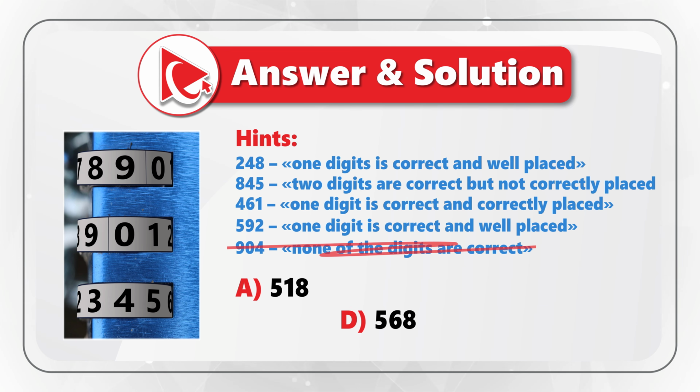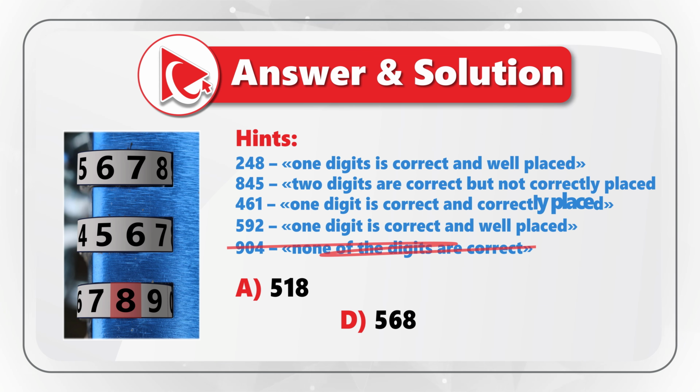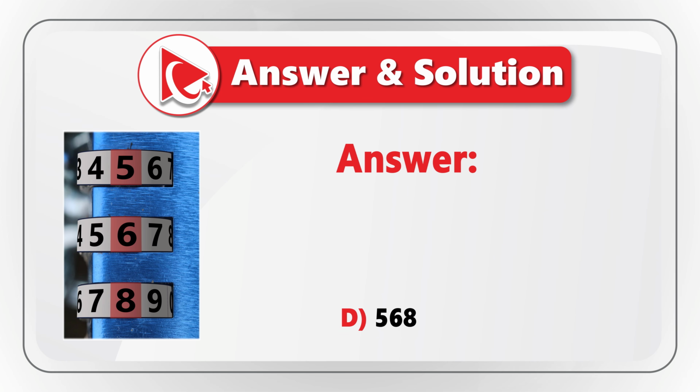If we look through the remaining 4 hints, we learn that in hint 1, where digits are 2, 4, 8, only one digit is correctly placed, which is digit 8. In hint 2, 2 digits are correct, but they're not correctly placed, and they're digits 8 and 5. In hint 3, only one digit 6 is correct, and it is correctly placed. And last but not least, in hint 4, digit 5 is correct, and it is well placed. Based on this, the correct answer here is choice D, 5, 6, 8.